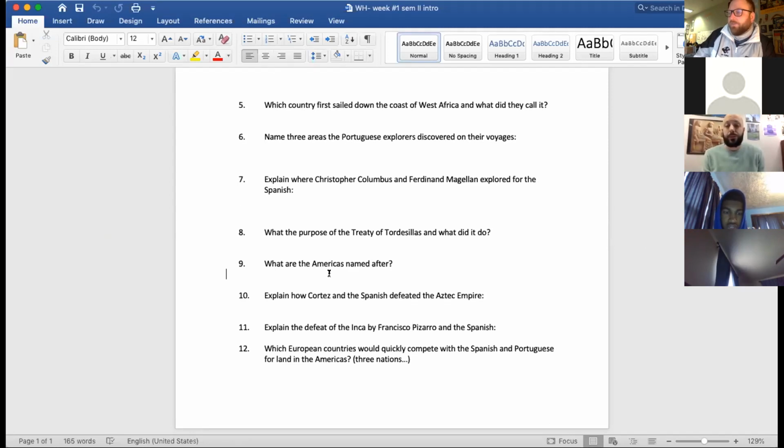Cortez and the Spanish defeated the Aztecs. They did it with very few conquistadors. And we'll talk about the story next week on Tuesday and Wednesday. But when they took over the Aztec Empire, they did so with very few men, and they basically used the Aztec enemies against them. The Inca were defeated by the conquistador Francisco Pizarro, basically because they spread European diseases like smallpox and measles, and a lot of Inca died off, and the Inca were also in a civil war when Pizarro showed up, so he used that to his advantage.